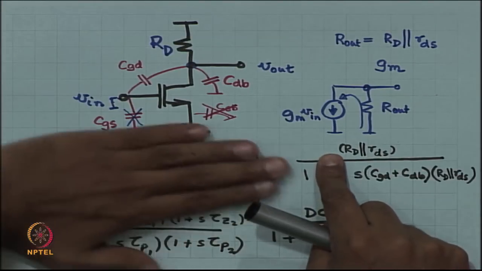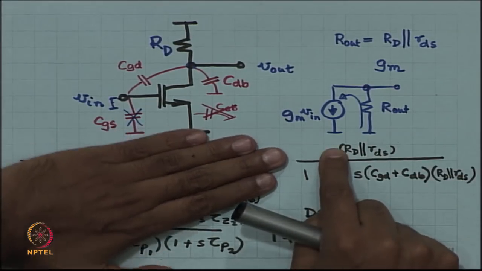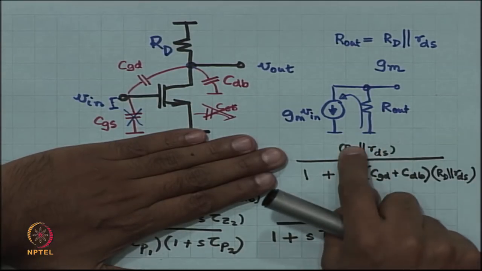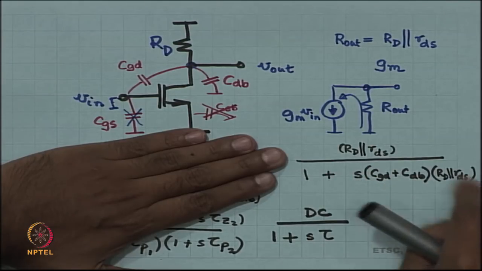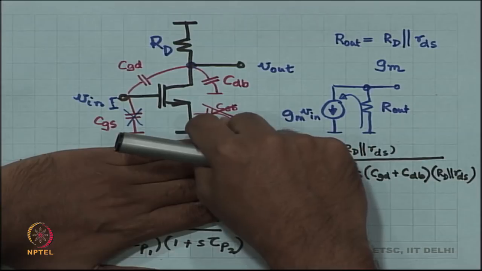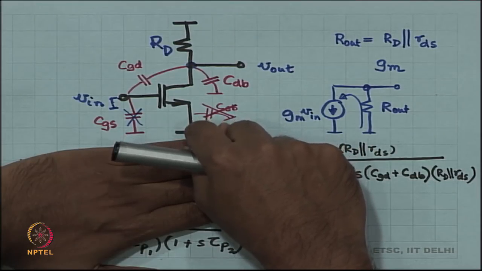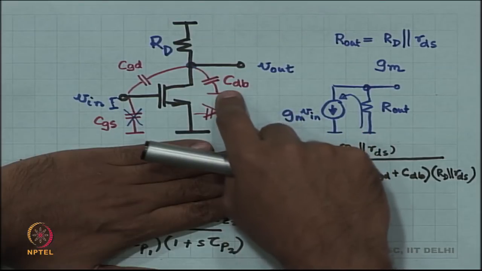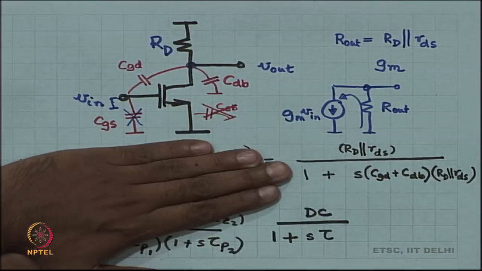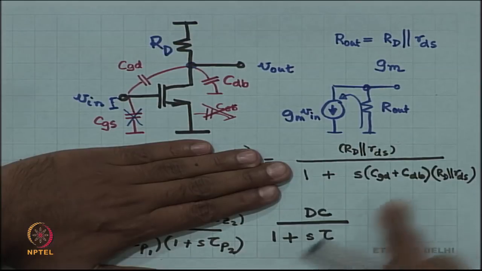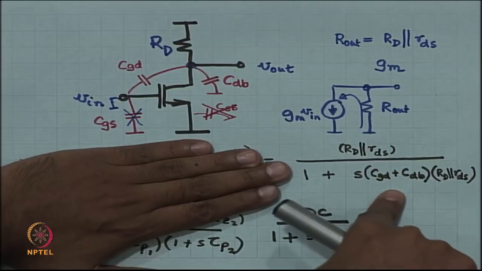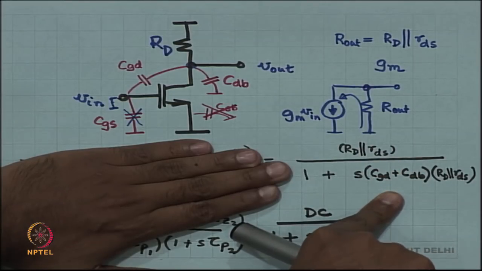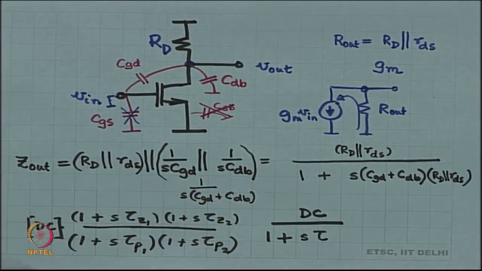Therefore, you do not have to do anything, the expression is straight away the DC quantity divided by 1 plus S times the time constant, the time constant being RD parallel RDS times the combination of the capacitor CdB plus CGD. So, by inspection you can write it, just like by inspection you had written this, the same way you can write this. Okay, you do not have to do this stuff at all. All right.